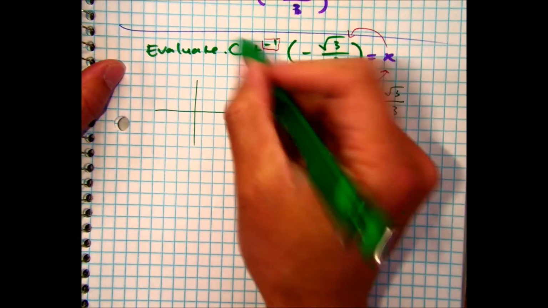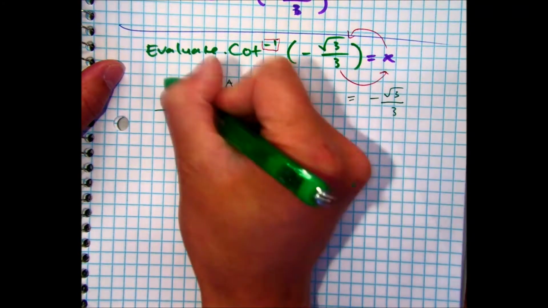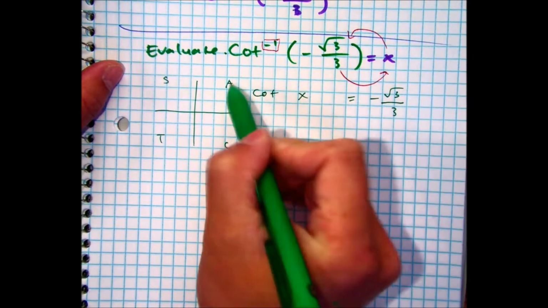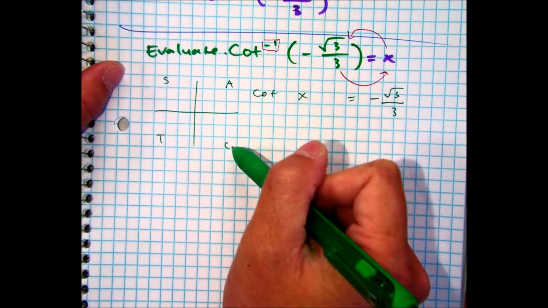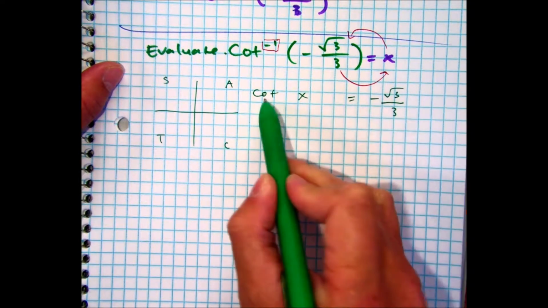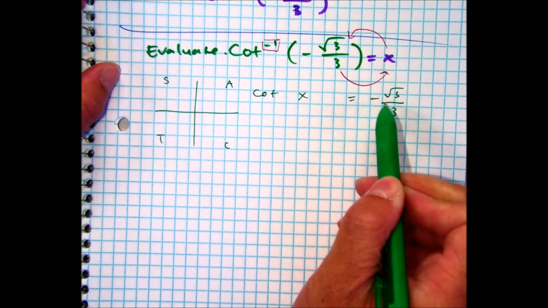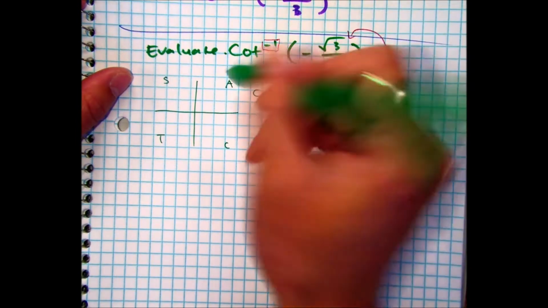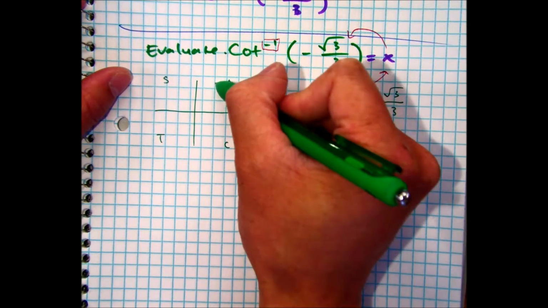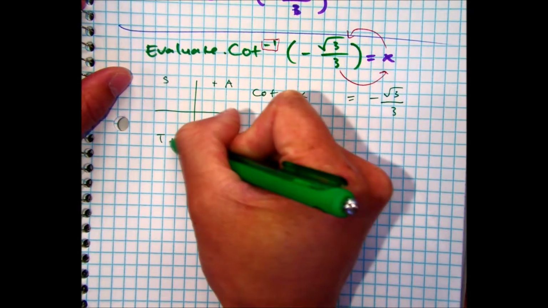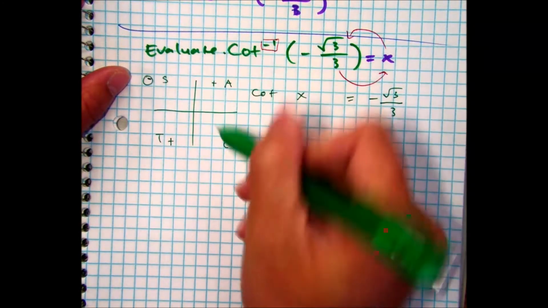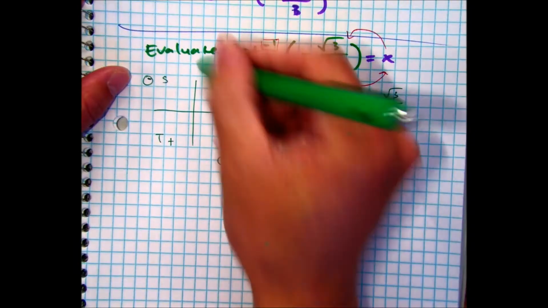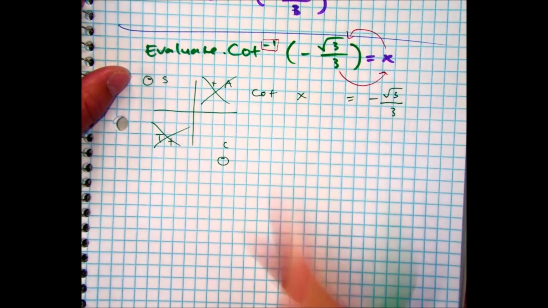Class, where do all students go? Now this acronym tells you where the trig functions are positive, but I want cotangent to be negative. So I'm going to find where it's positive. So it's positive here and positive here. That means cotangent will be negative in quadrants 2 and 4. So we're going to eliminate those two quadrants, right?